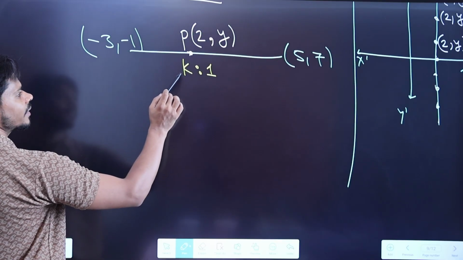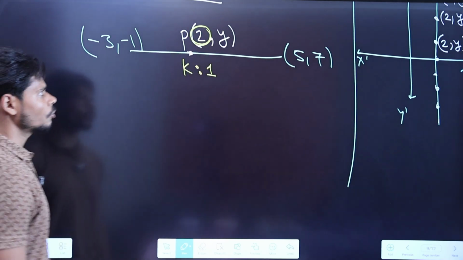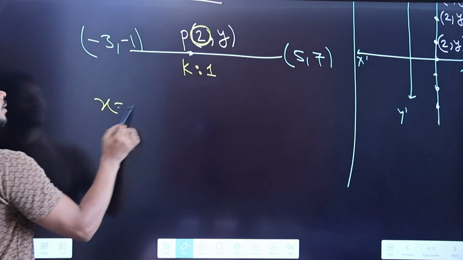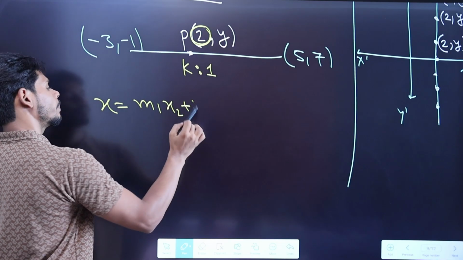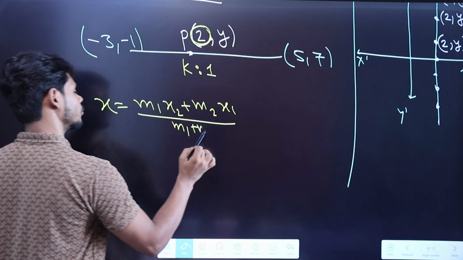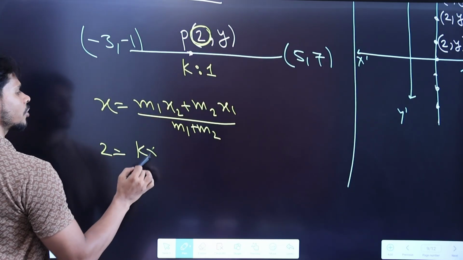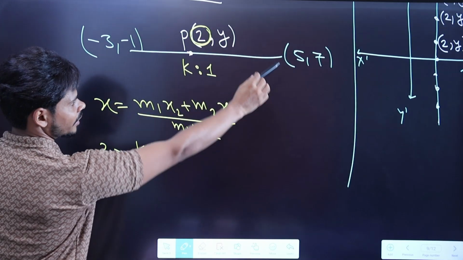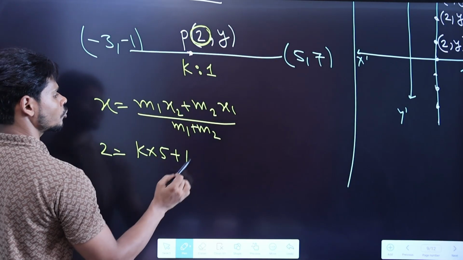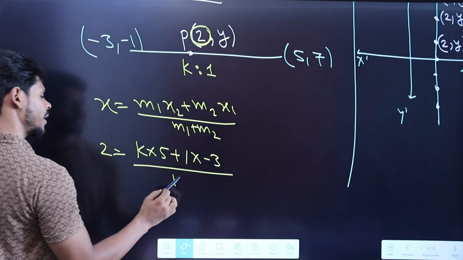Fine. Now to find the value of k, we need to apply the formula for the coordinates. We already know the value for x right now. So it is m1 x2 plus m2 x1 divided by m1 plus m2. So x is 2, m1 is k, x2 is 5, then plus m2 is 1, x1 is negative 3, divided by m1 plus m2, which means k plus 1.